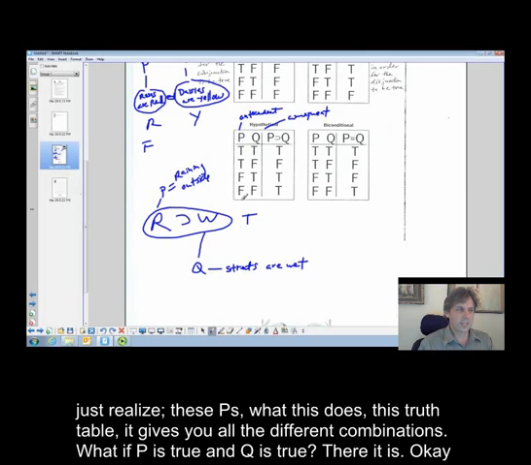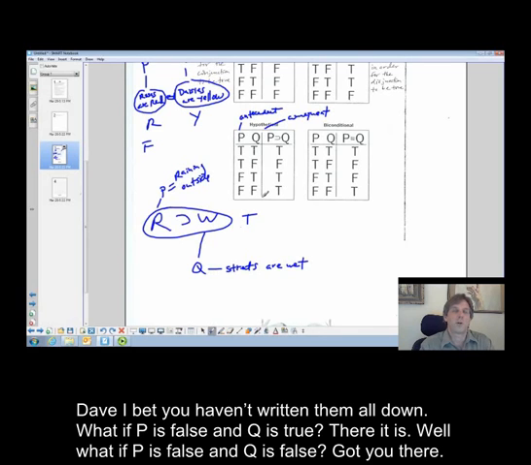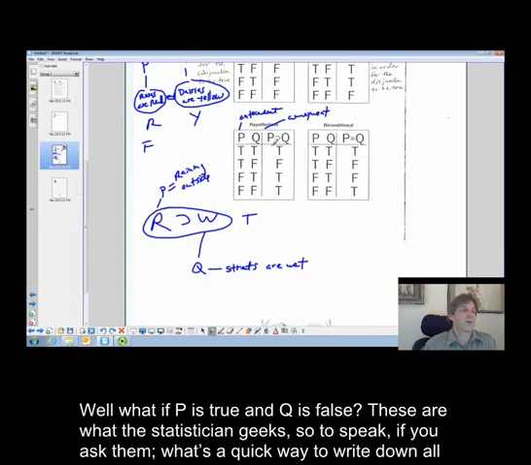And just realize what this truth table does: it gives you all the different combinations. What if P is true and Q is true? There it is. Okay, Dave, I bet you haven't written them all down. What if P is false and Q is true? Oh, there it is. Well, what if P is false and Q is false? That got you there. Well, what if P is true and Q is false?